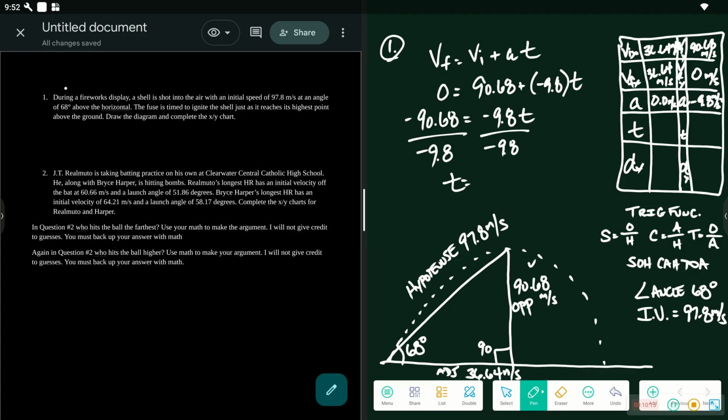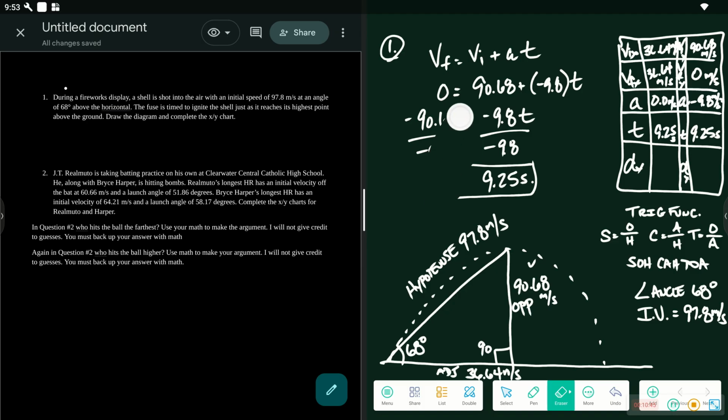90.68 divided by 9.8 equals 9.25 seconds. So that's your time on both sides, and that's for it to reach the apex, so it reaches its highest point. So now you can solve for the distances for it to explode.